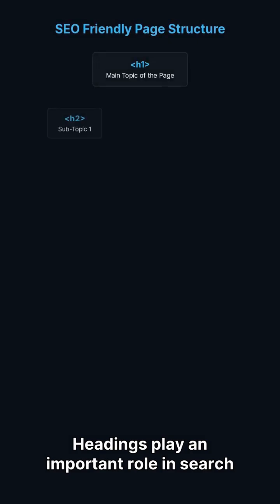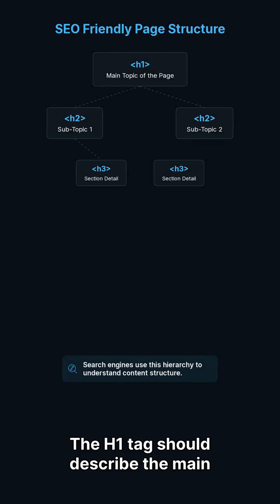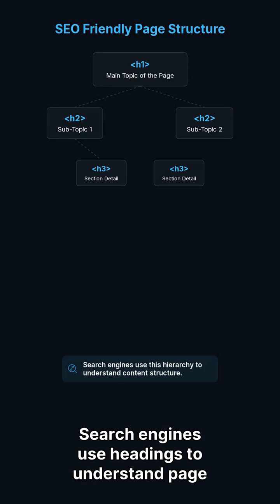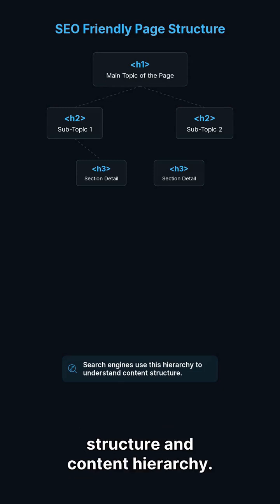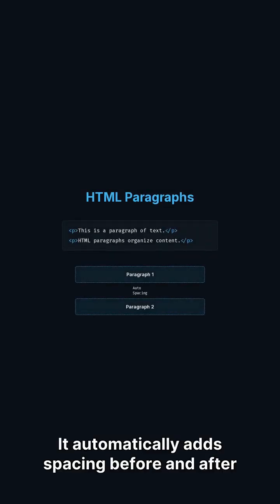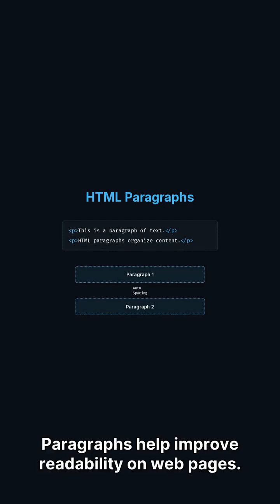Headings play an important role in search engine optimization. The H1 tag should describe the main topic of the page. Search engines use headings to understand page structure and content hierarchy. The paragraph tag is used to display blocks of text. It automatically adds spacing before and after the content. Paragraphs help improve readability on web pages.